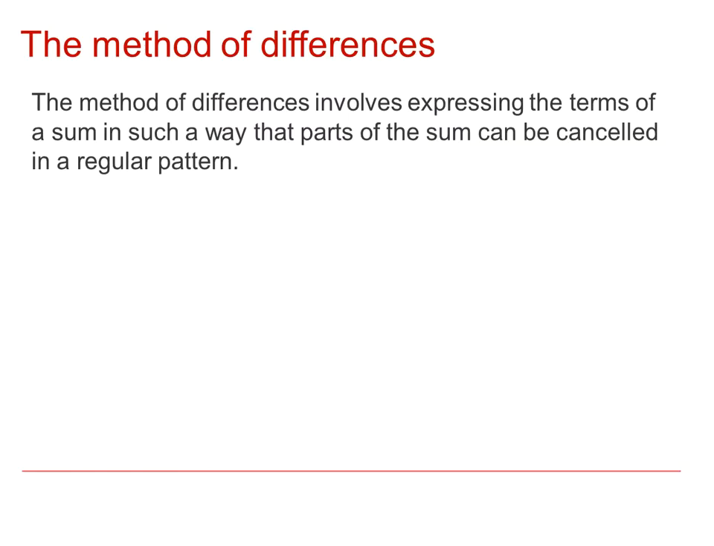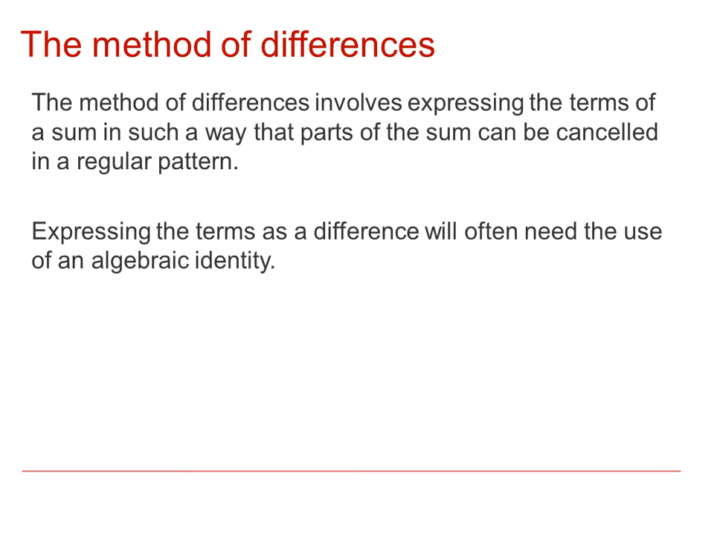The method of differences is one where we express a sum in a different form so that when we write it out, most of the terms will cancel in a regular pattern. Now this is often done by using algebraic identities. As an example of that, I'm going to look at this identity, which is 1 over r times r plus 1 is the same as 1 over r minus 1 over r plus 1.